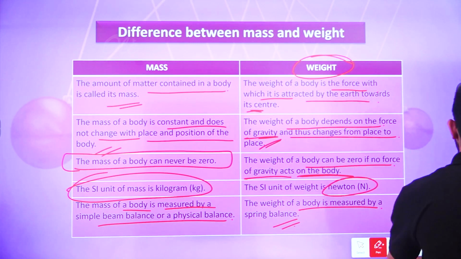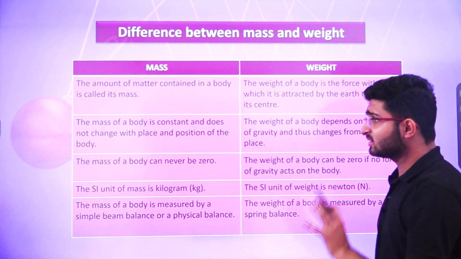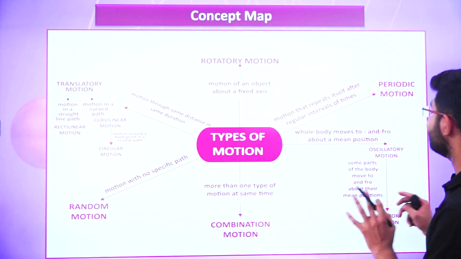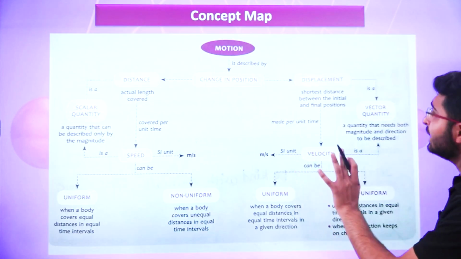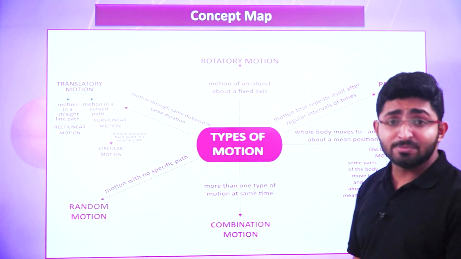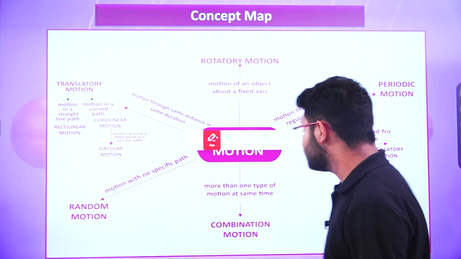Now, moving ahead, you can take the screenshot firstly. This is a very important table about the difference between mass and weight. Now, moving ahead, we have a concept map, like this one is the first one and this one is the second one. The very first concept map is about the types of motion that we have studied in lecture 1 of this chapter.